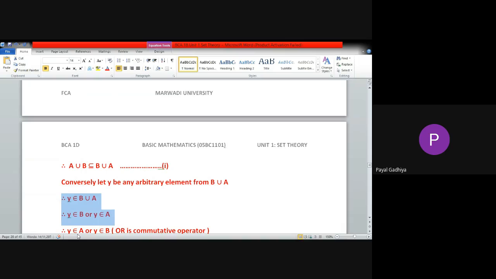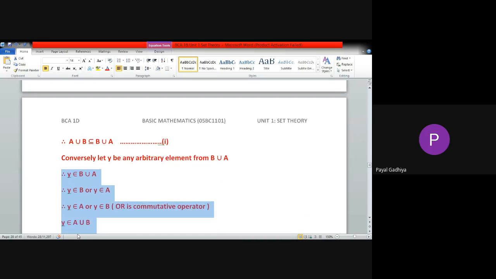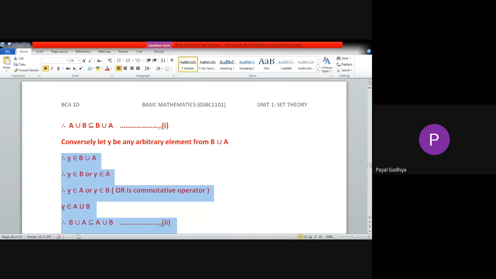I can change the places and write Y belongs to A or Y belongs to B, because OR is a commutative operator. And so I can say that Y belongs to A union B. So B union A is a subset of A union B.